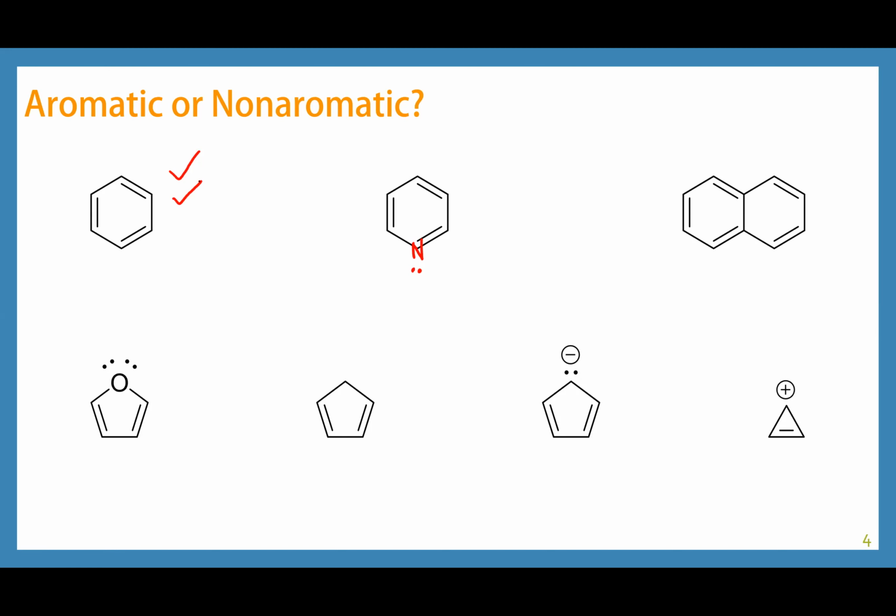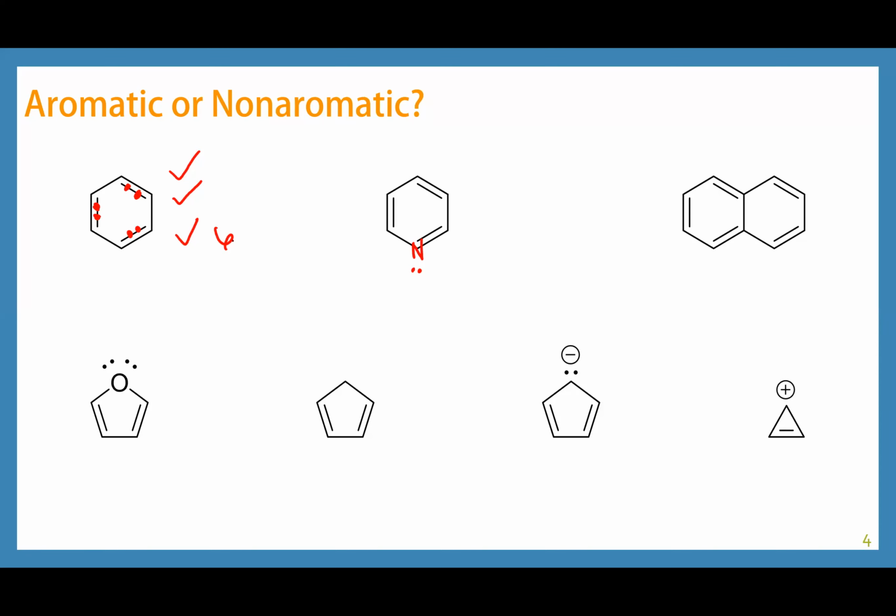Well, there are 3 pi bonds, right? So there are 2 electrons for every pi bond. So there are 6 pi electrons. Okay, so that's why benzene is aromatic. It fits all 3 of the rules.